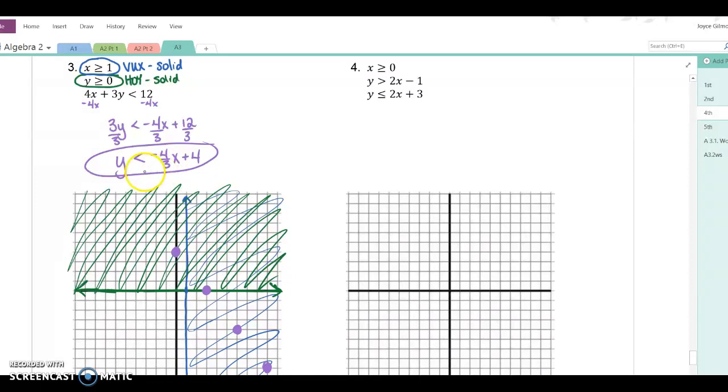Is this one going to be a dashed line or a solid line? Dashed line. And do we need to shade up or down? Down, less than, smaller, down.